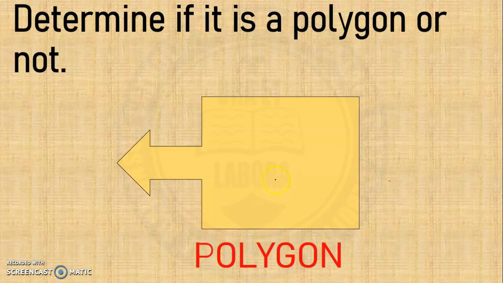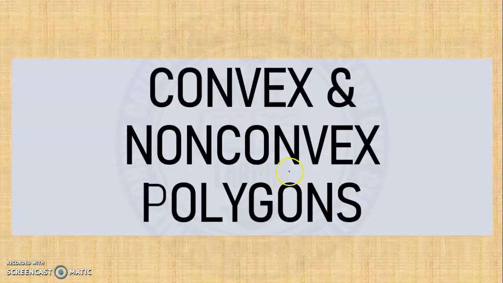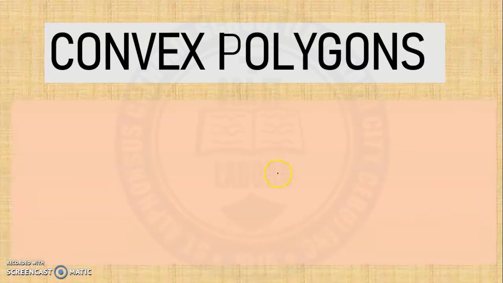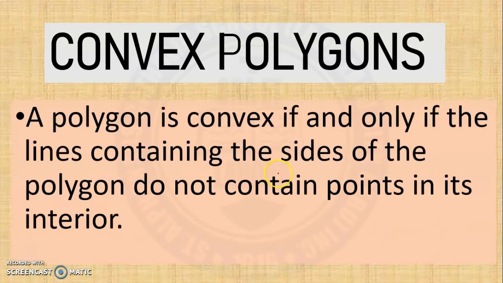Okay, now let's proceed to the kinds of polygons. We have convex and non-convex polygons. First, let's discuss convex polygons. A polygon is convex if and only if the lines containing the sides of the polygon do not contain points in its interior. That means if we extend all the sides of the polygon, we cannot see points in its interior. We cannot see a line in its interior part.